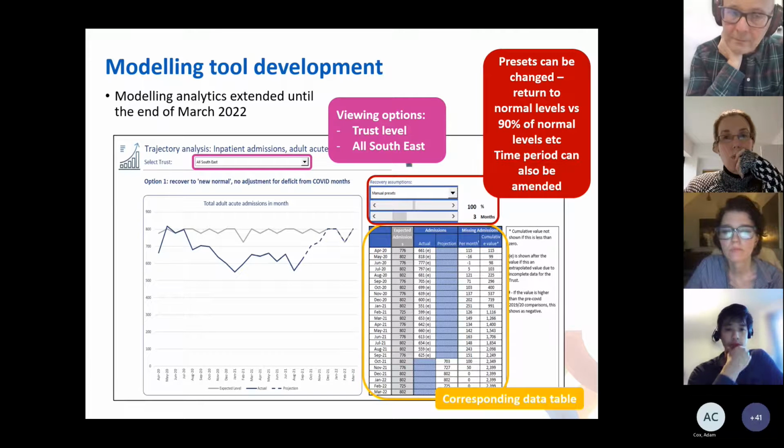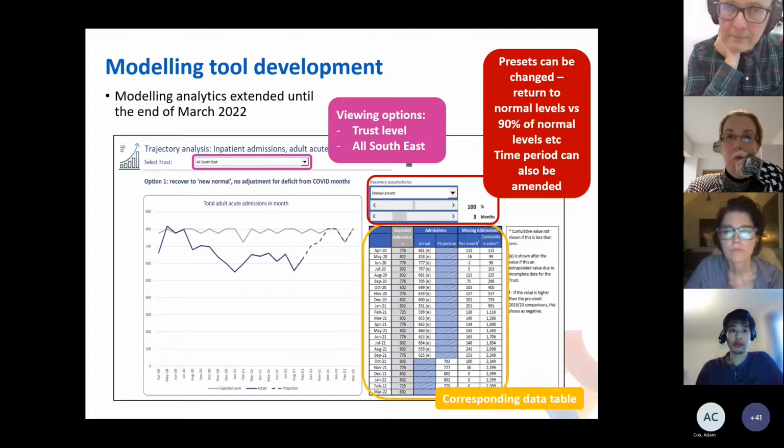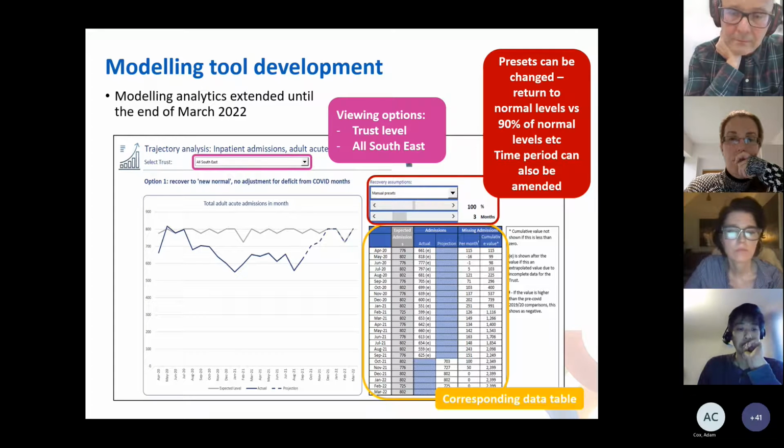In addition to the new out of area placement section, I also wanted to flag that the analytics sections have all been extended. Where previously these ran until the end of December, we're now 3 months further on, and they take us all the way up to the end of March 2022. You can see in the expected admissions column, which is an inpatient trajectory, the data that's been collected, what we would expect based on your annual 2019-20 pre-COVID return. What we've tried to do is ascertain where that sits in accordance to what you've submitted to us each and every month.